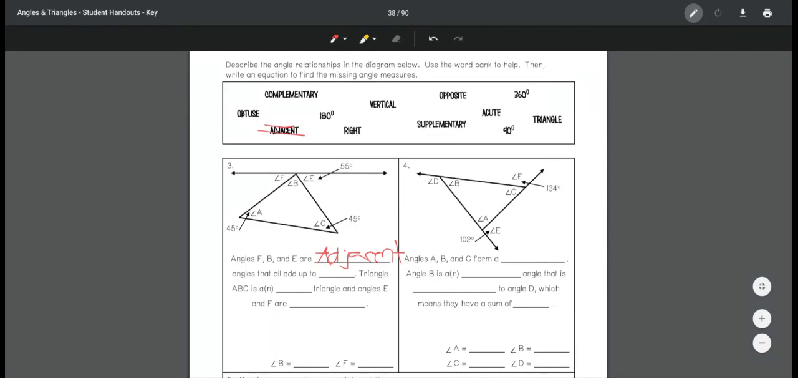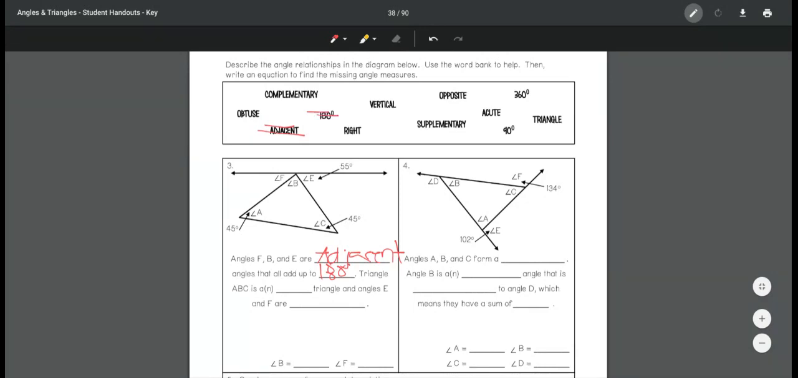And then our second one says angles that all add up to blank. So I just told you that because they are adjacent, they all run along this line right here. And we know a straight line equals 180 degrees. So these 3 angles, because they are adjacent to each other, will equal, when added together, 180 degrees. So we can cross that one out.